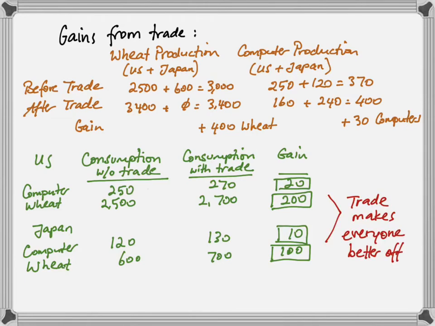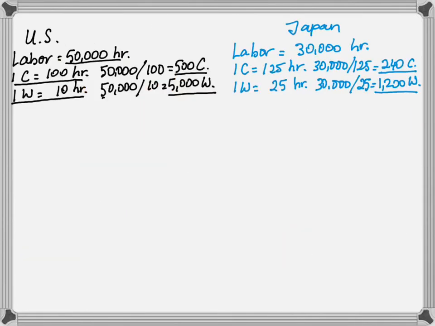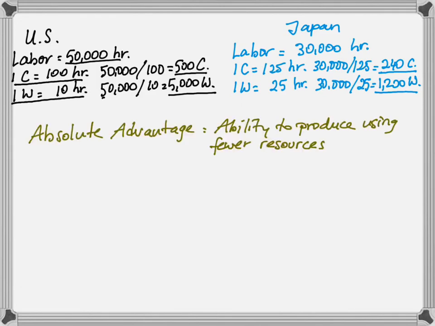So in this two-country, two-good model example, we just saw that trade makes everyone better off. We need to add one more thing to our analysis. Now we need to ask what determines specialization and trade. We need to first understand two important concepts: absolute advantage and comparative advantage. Absolute advantage is the ability to produce using fewer resources.